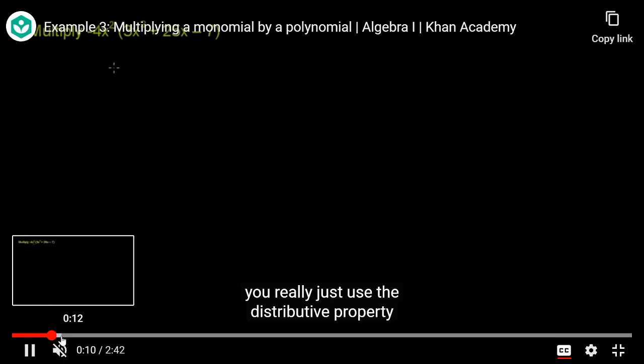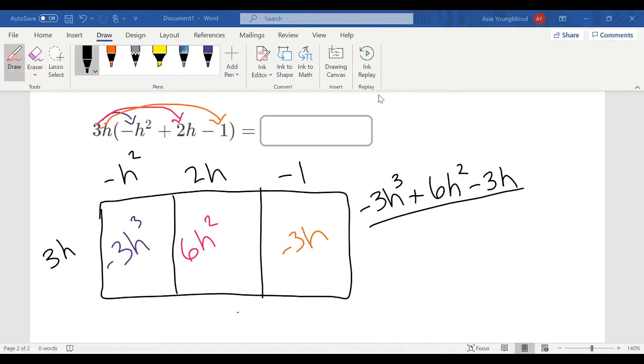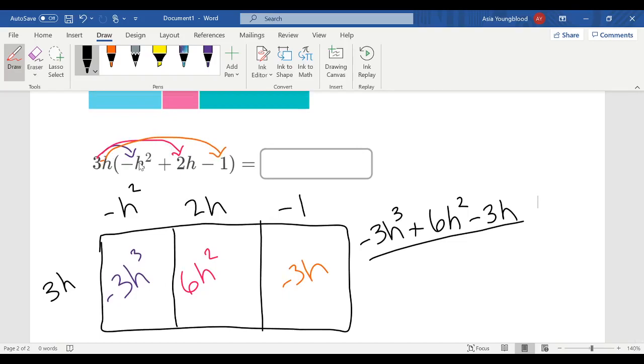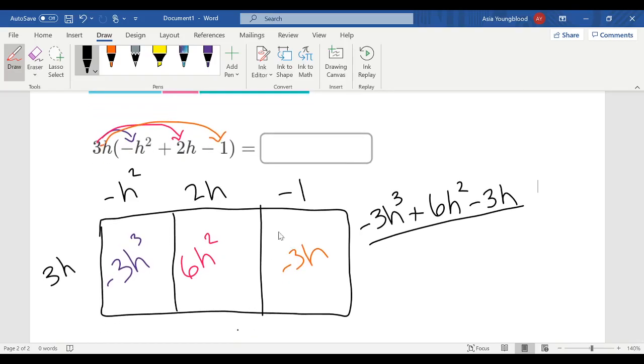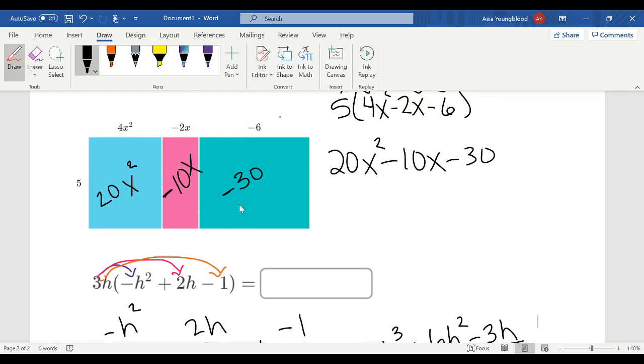So now we're going to look at our individual assignments that were given in Khan Academy to myself. So we're going to switch to our sketch screen and see what we just did to solve our first problem. So the students in class helped me solve this. Our given problem was 3h times -h squared plus 2h minus 1. And we decided to do this first one with the boxes that we learned about.